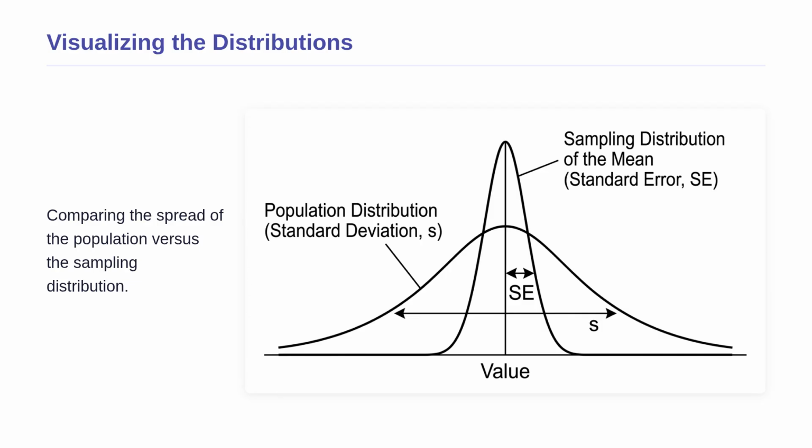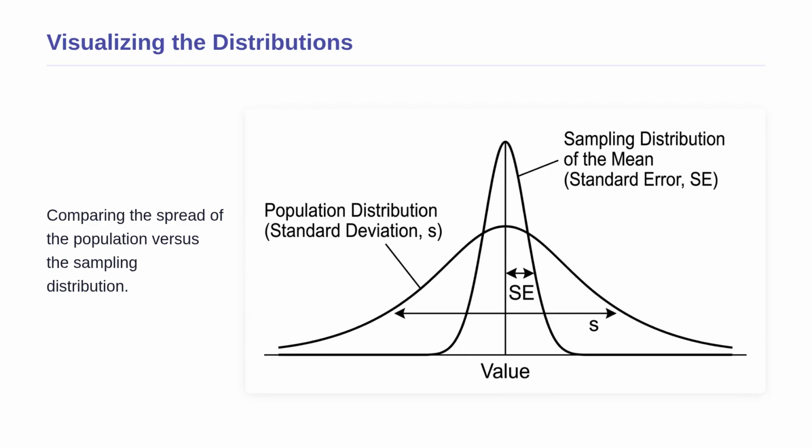So we have proven how sample size affects our error. This brings us to a visual representation of everything we have discussed. On the screen, you are looking at a comparison between two distinct bell curves. The wider, flatter curve represents the population distribution. Its spread is measured by the standard deviation, s, showing how individual data points vary.